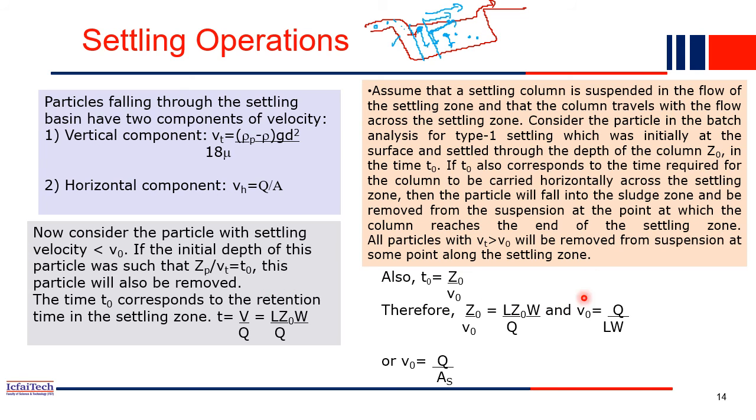The same expression is explained here also. Whatever I have explained is written here; you can read it out. It is a very important parameter. So ultimately we have derived the expression v naught equal to Q by As.